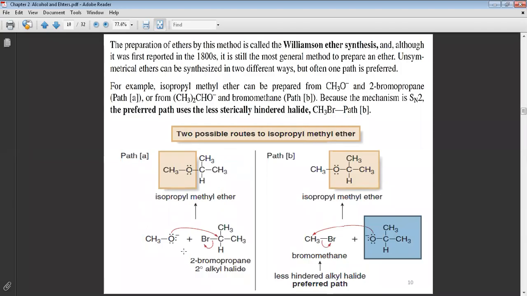Is it line A or line B? Why? Look, we have two factors here: the strong base and the steric effect. Look at this. Which is the strong base, this or this?